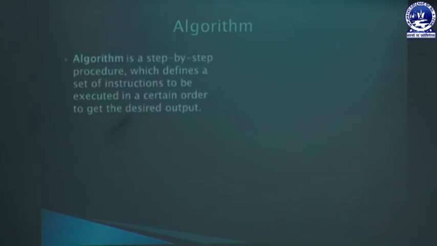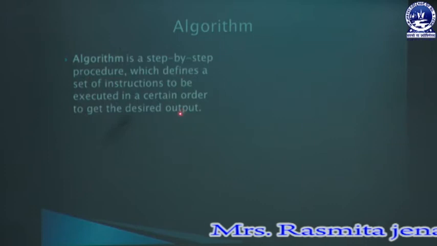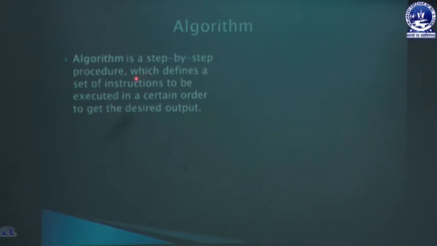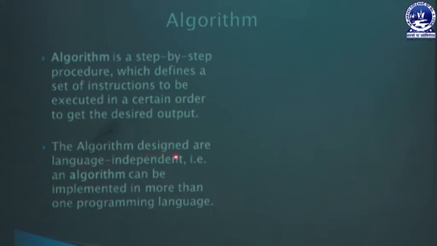First we will see what an algorithm is. It is a step by step procedure which defines a set of instructions to be executed in a certain order to get a desired output. We must follow this procedure to get the desired output. Algorithms are designed to be language independent. That is, an algorithm can be implemented in more than one programming language. So the algorithm is called language independent.